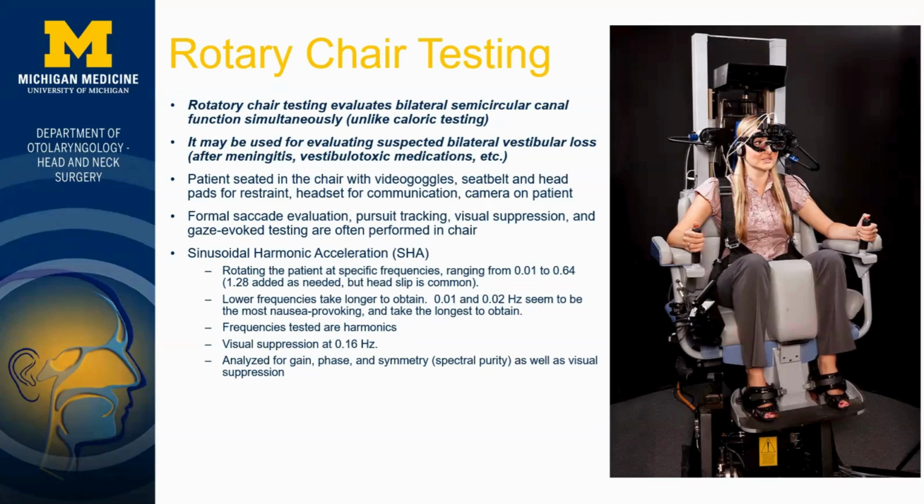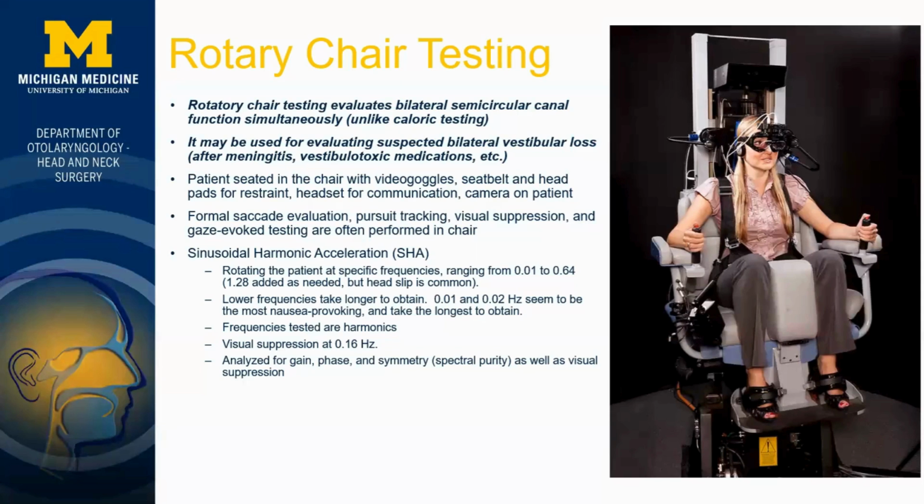obtain. But in the vestibular system, typically you'll see the low frequency portion of the system affected before the higher frequency portion. So 0.01 can sometimes be the most important frequency to obtain. The frequencies tested on this are harmonics. So you have 0.01, 0.02, 0.04, 0.08, 0.16, 0.32, and 0.64. And then we also will do a visual fixation suppression at 0.16.